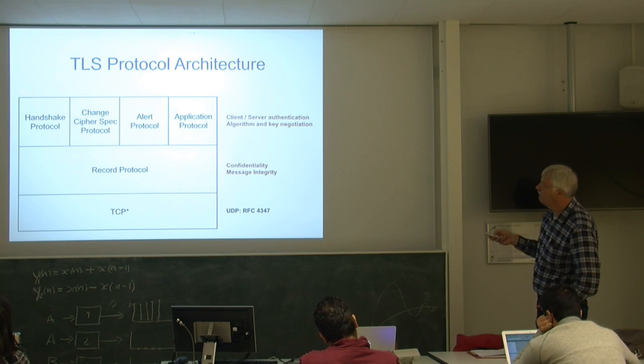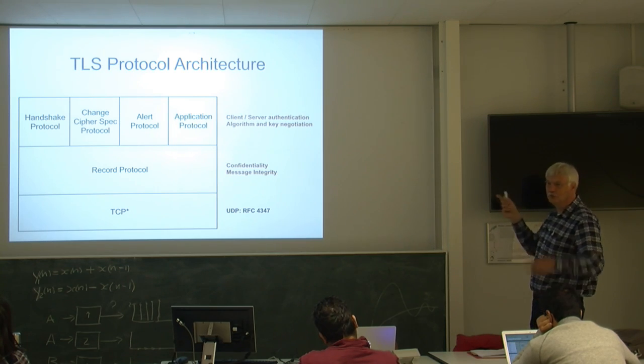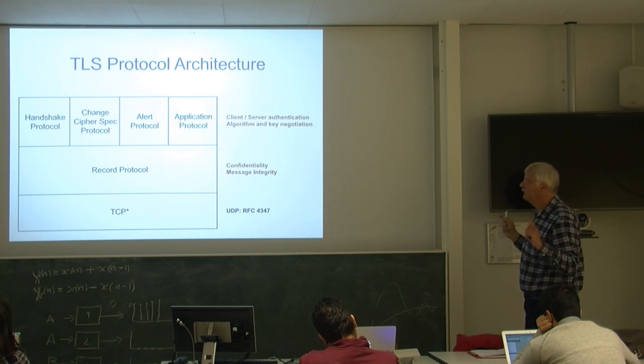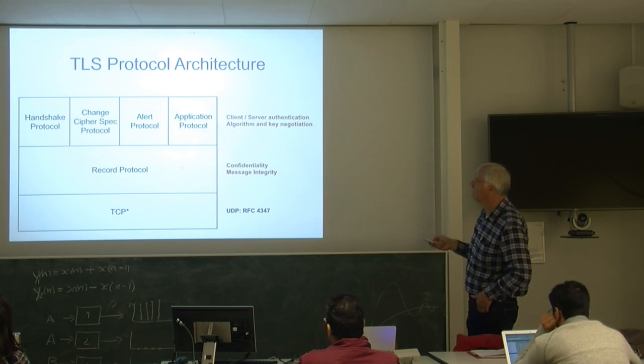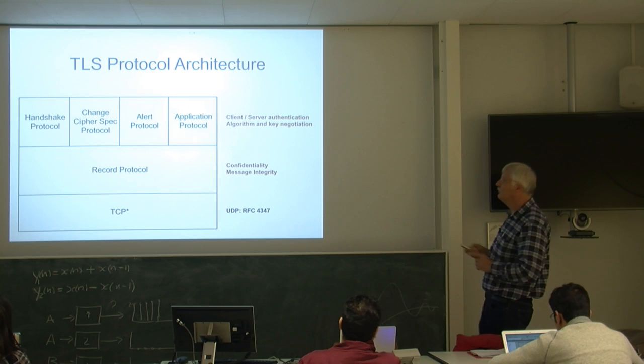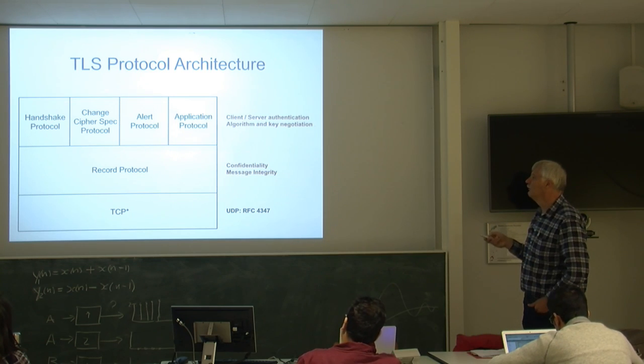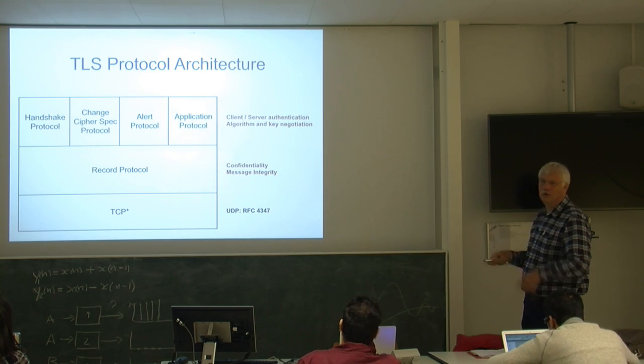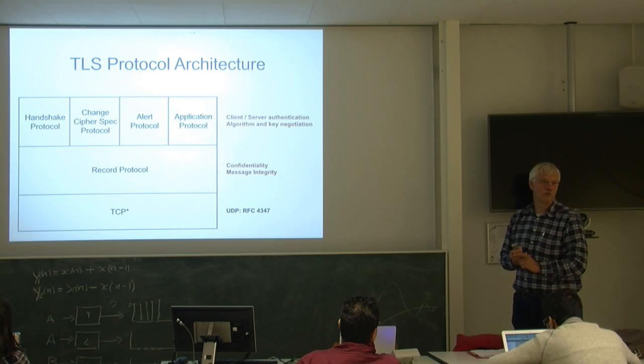The handshake protocol takes care of the initial creation of, say, symmetric keys. Change cipher spec is at a certain moment you update your keys. Alert if something goes wrong. Application protocol is, say, the web protocol or something like that.